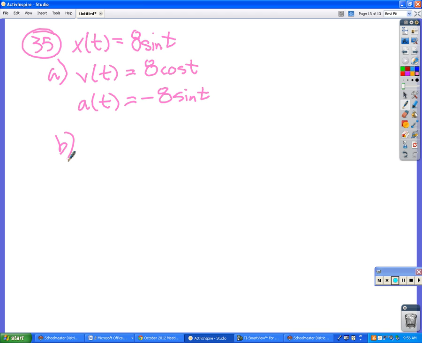Can't go there because it's pending. Yeah, we can't go there. Okay, for B, it says find the position, velocity, and acceleration at time 2 pi over 3. How do you do that? Plug them in. Tell me when you get one of them.